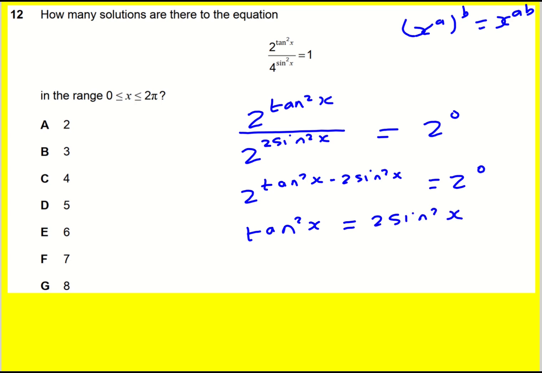You could alternatively, and this is how some worked answers do it, multiply through by this one and then equate them. Look, you're going to get to the same place. Okay, to deal with this, I'm going to replace tan by sine over cos. So sine squared x over cos squared x is equal to 2 sine squared x. And then I'll multiply through by cos squared.